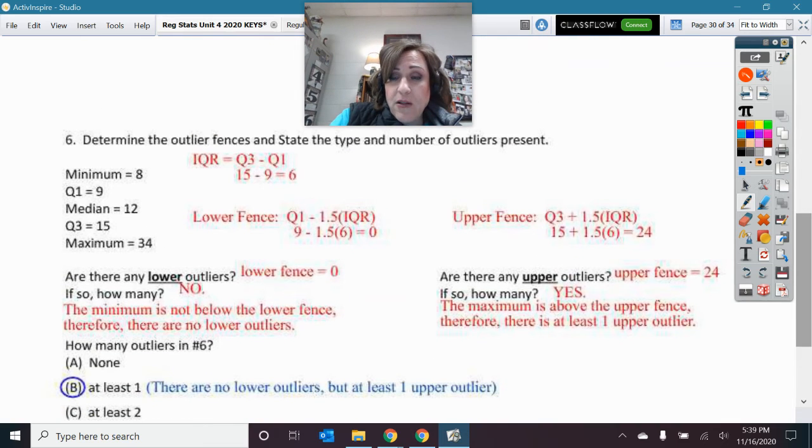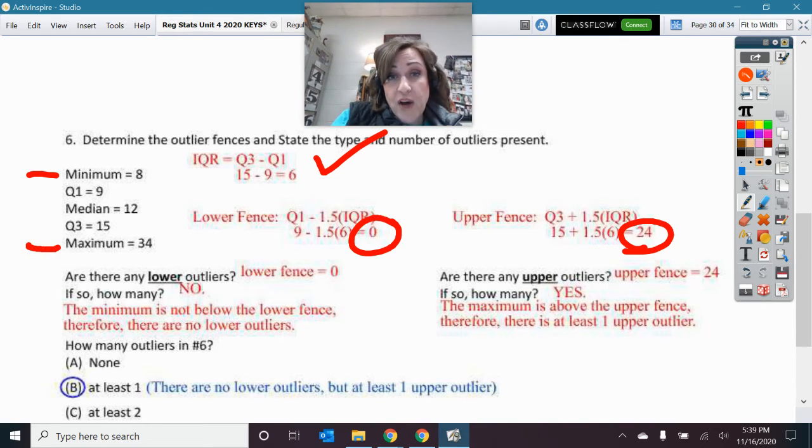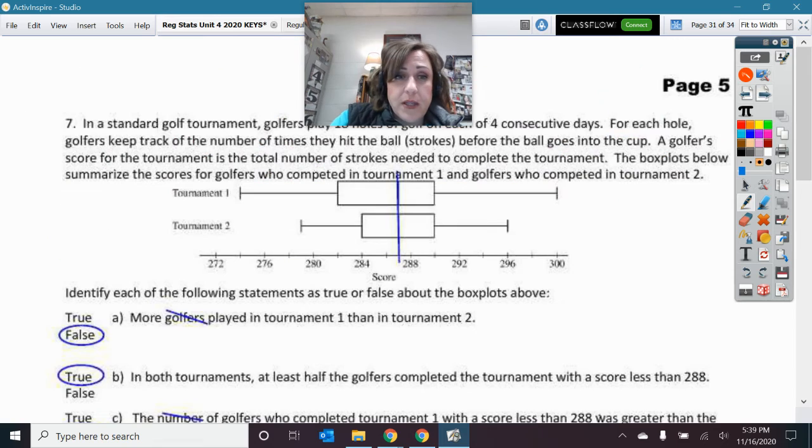All right, determine the outliers. Same thing. Get your IQR. Lower fence was 0. So was the min below the lower fence? No. No lower outliers. Upper fence was 24. Is the max above the upper fence? Yes. So there's at least one upper outlier, no lower.